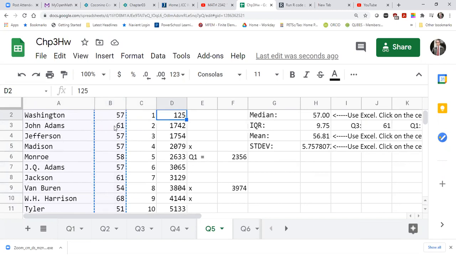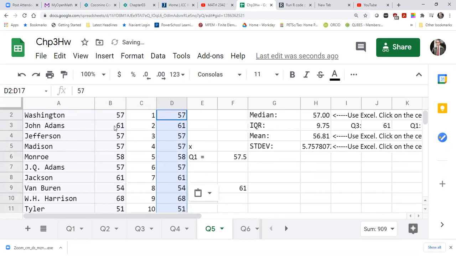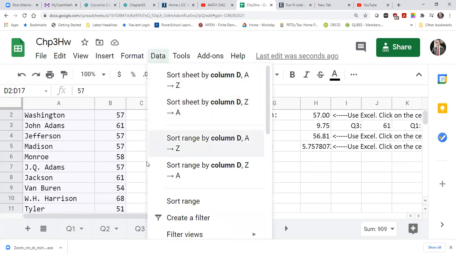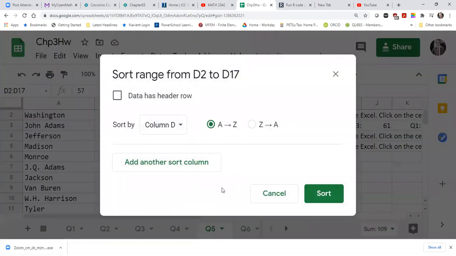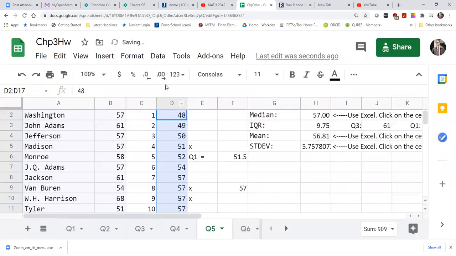Control V. Now you need to sort the data using the sort range. Okay, enter. Then now you sort the data here. And what happened here is, this one will be the first quarter.